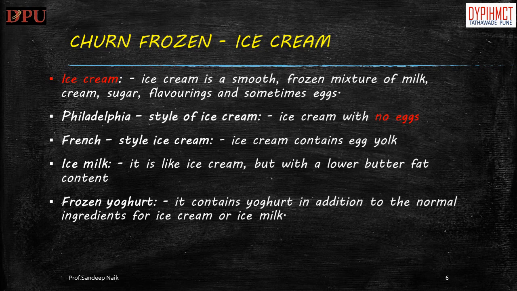4. Frozen yogurt. It is also called frogurt. This ice cream contains yogurt in addition to the milk and cream. It is smooth and creamy. Example, Dairy Queen frozen dessert.